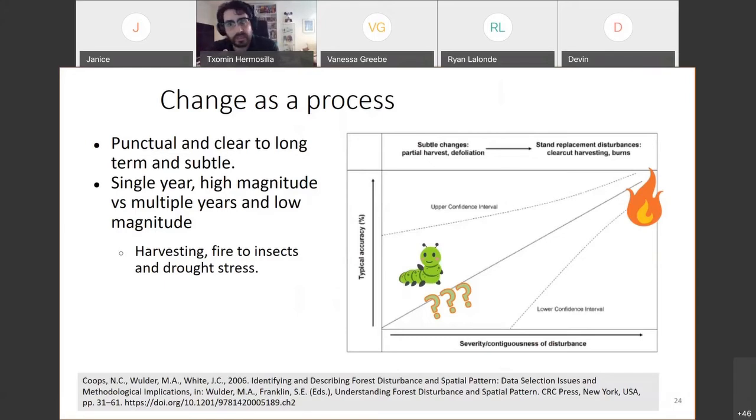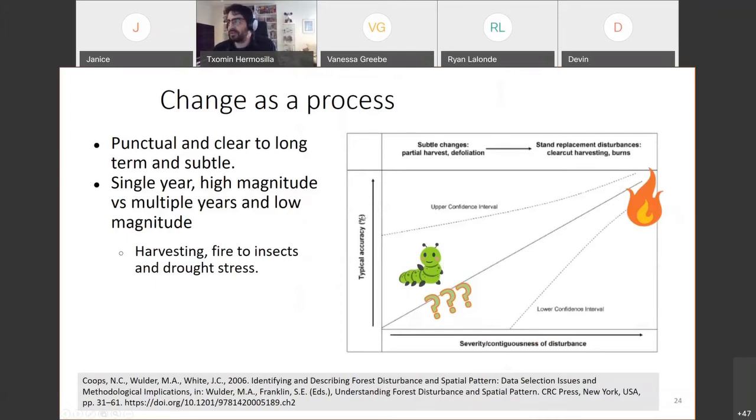They are much more subtle, and they take a much longer time to occur and to manifest in the forest, and also to be captured by remote sensing. So remote sensing technology is able to monitor vegetation disturbances, like we know. And the thing is, stand-replacing disturbances like fire and harvesting are likely to be detected with much better accuracy. That is what this graph with the cute worm and the fire is representing.